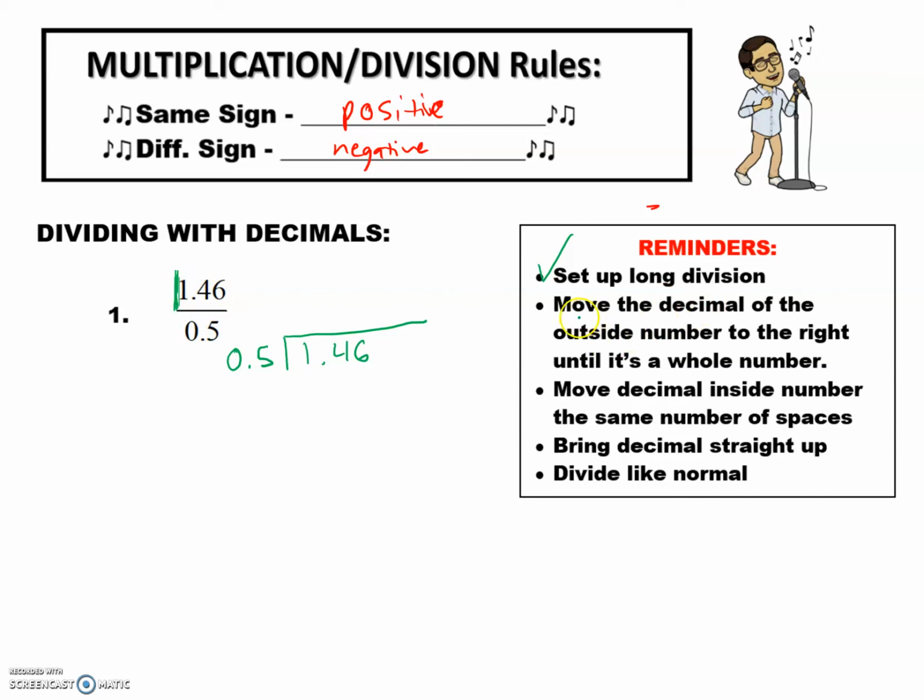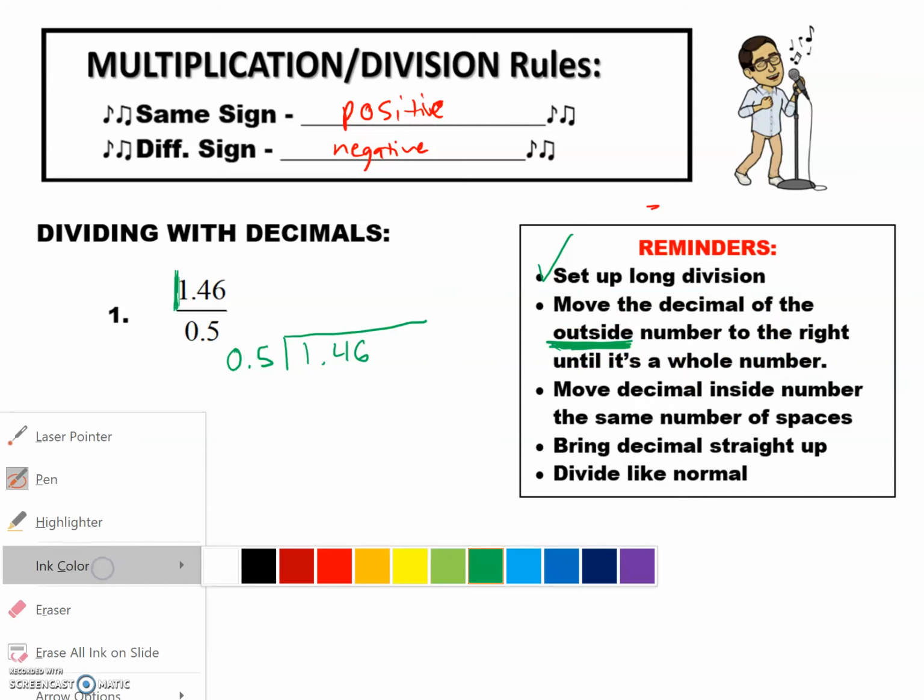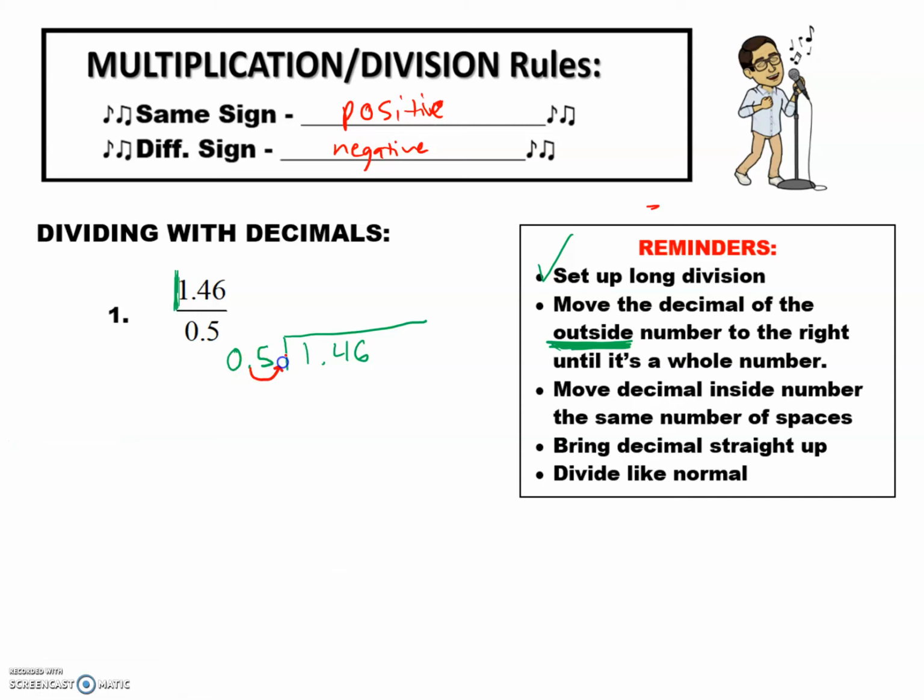Now, a couple of things to remember. We have to move the decimal of the outside number to the right until it becomes a whole number. Notice that's of the outside number. And so we have to count. We say, all right, we need to move this one spot, and now it's a whole number. It's 5. All right, so we've done that. Once we've done that, then we move the decimal of the inside number the same number of spaces. So the inside number doesn't matter. It's the outside number. So we only move it one time. And then we bring the decimal straight up. So right up here. Decimal's ready to go.